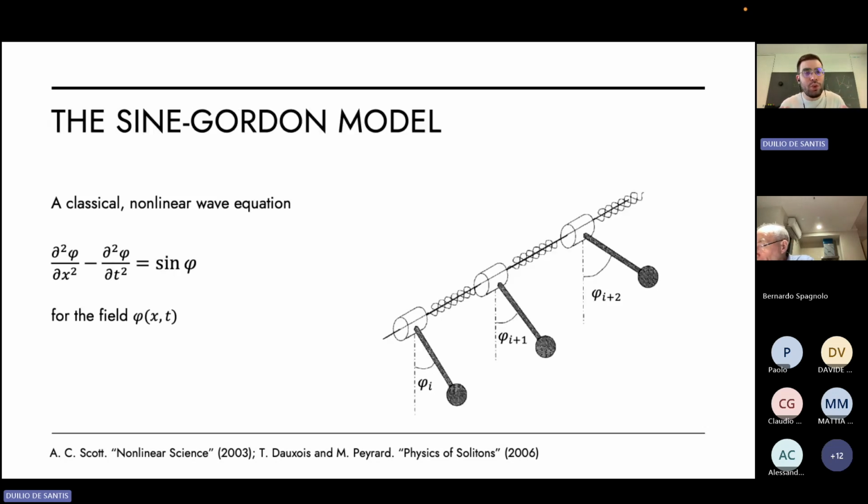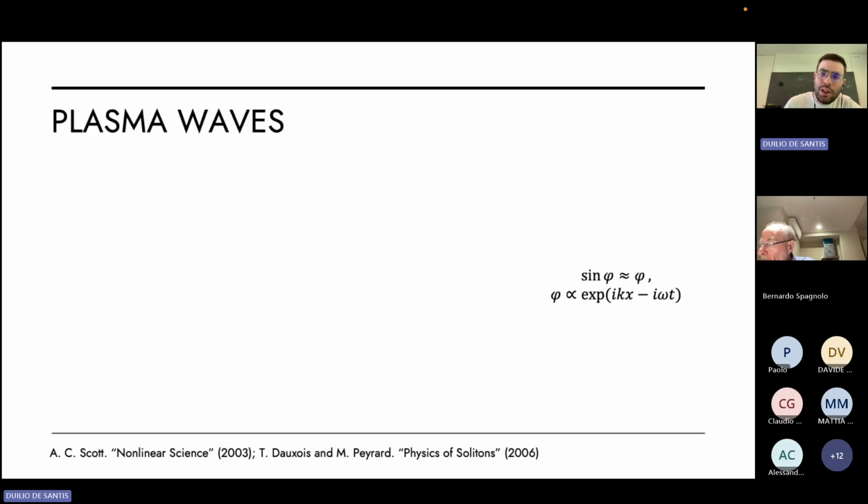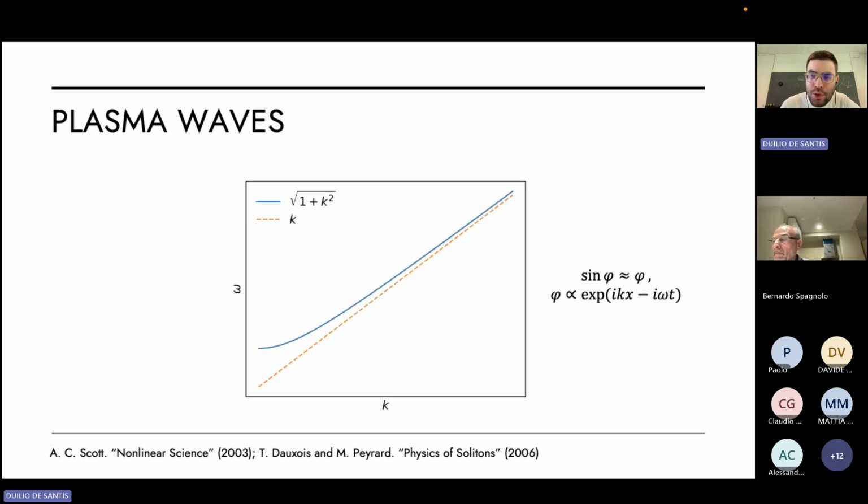So what kind of solutions can we find for this nonlinear equation? Well, the first thing we can do is take the linear limit of the sine, and we'll essentially find linear waves, or plasma waves in some contexts. You can find a dispersion relation for these plasma waves, and what you'll find is that you cannot have plasma waves propagating at a frequency omega which is less than 1. So there is a so-called plasma gap, and this is very important for the study of dynamical solitons.